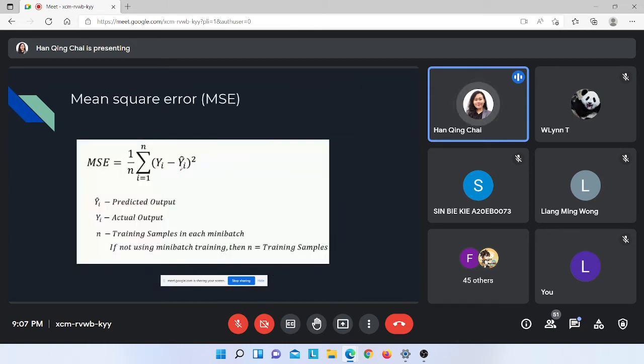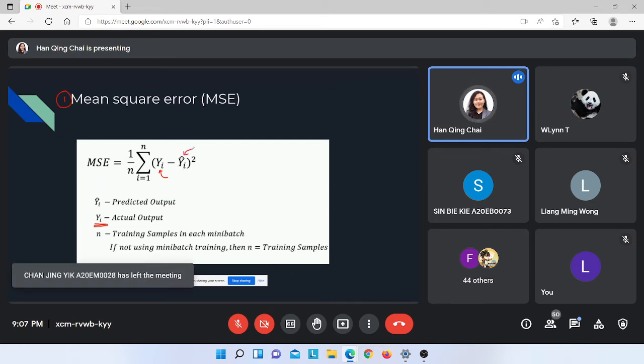Okay, so now we talk about the loss or cost function. This is the first one that we said just now, mean square error. Another mathematical thing, but don't let it intimidate you, because it's actually the same as the name of it, MSE. The Y here is the actual output, like the past year question's answer scheme. This is the answer scheme. And the predicted output is our predicted outcome, our predicted results.